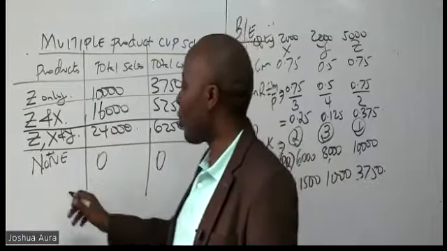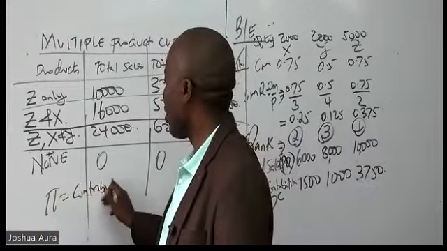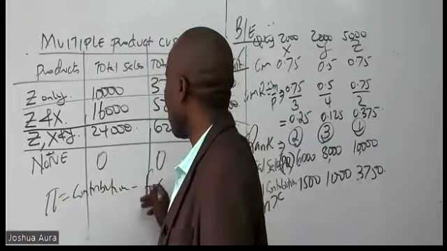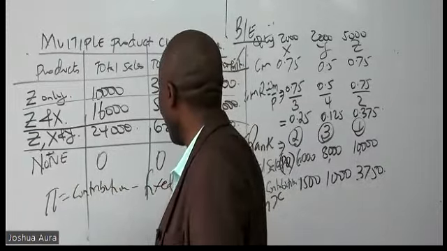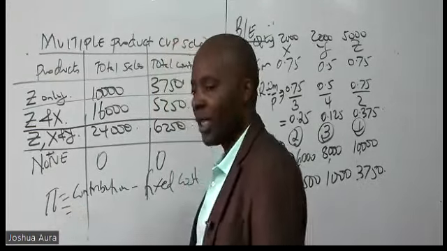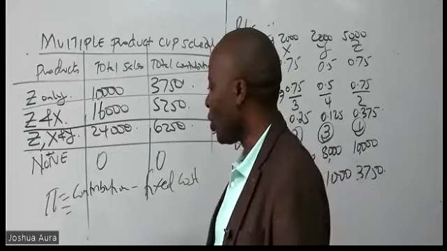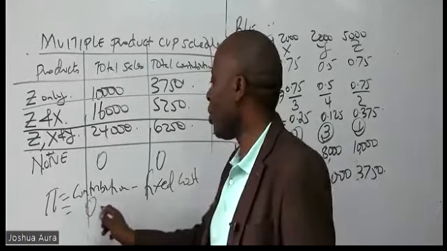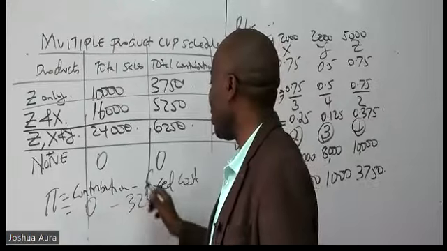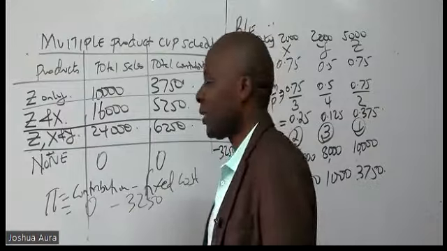So to get our profit, remember we take contribution minus fixed cost. Jemima there is asking which question are we doing? Is it possible for somebody to take a screenshot of that question you're doing and then you post it on WhatsApp? So contribution here will be zero, but fixed cost will be there to bite you. So this becomes minus 3,250 like that.